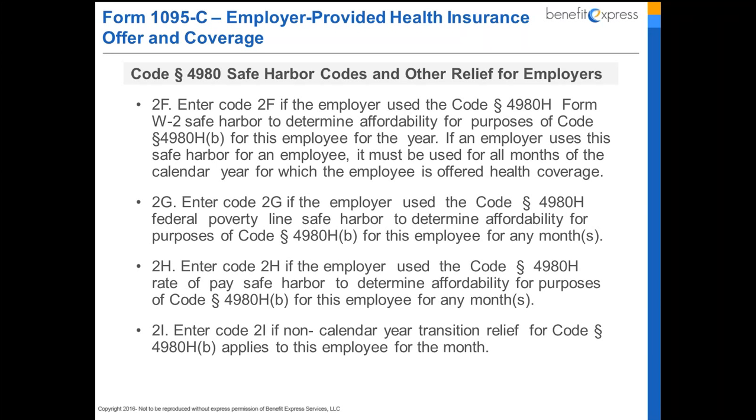Because what the government is surmising, if they waived your plan, there's a good possibility that they will go on the exchange. So they have to know whether that coverage is affordable. So you have to apply one of the safe harbor codes. Either, again, 2F is Form W-2, 2G is a federal poverty line, and 2H is the rate of pay. So you have to determine whether that coverage is affordable. If they waive coverage and the coverage was not affordable, then you would leave line 16 blank.